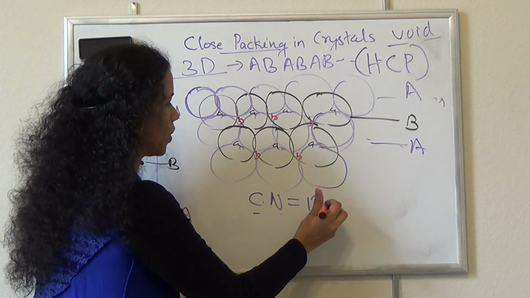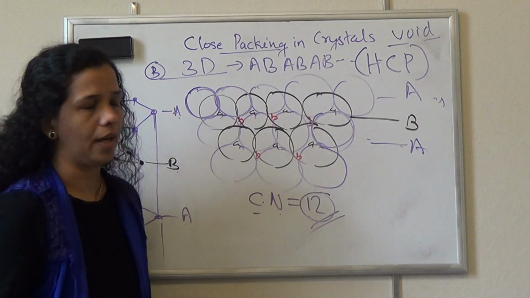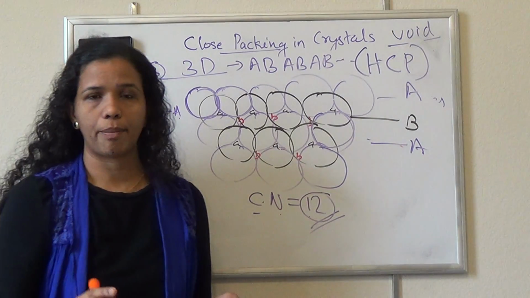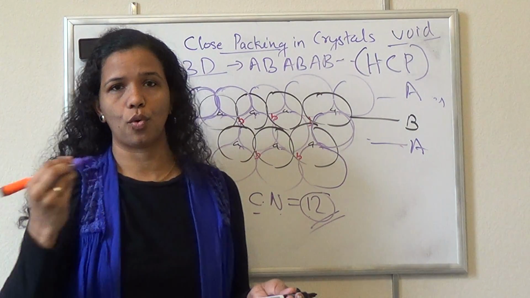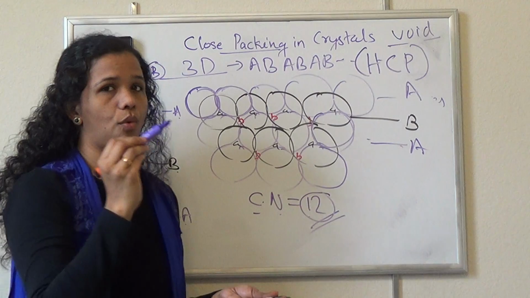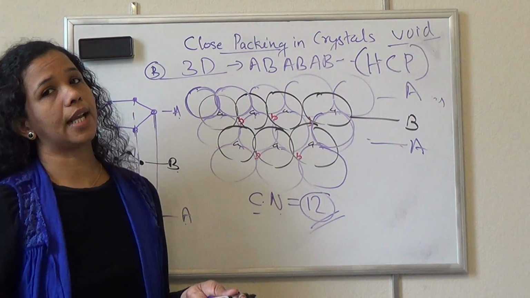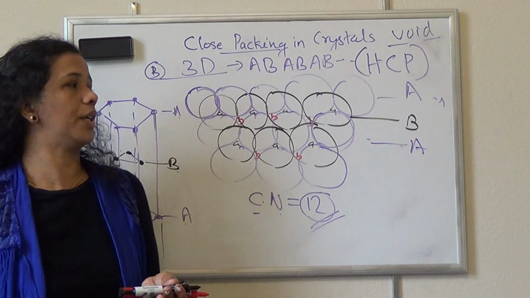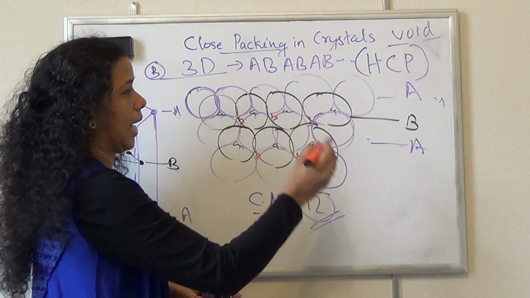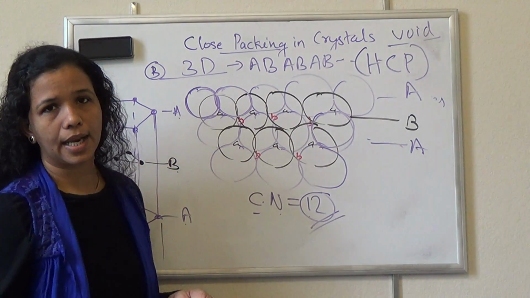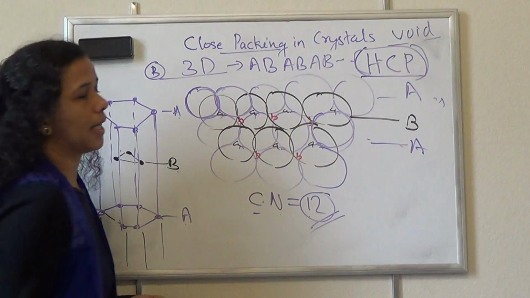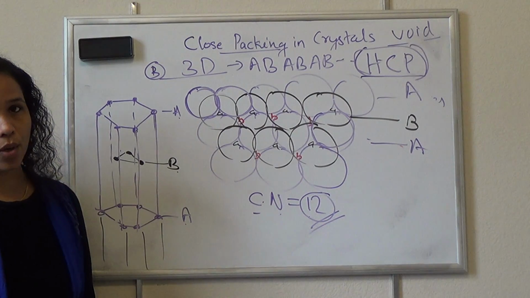This arrangement also has the same coordination number 12. In this arrangement, after arranging first layer, there are two top voids, void A and void B. Second layer is placed in void A and third layer is again parallel to the first layer. And so on, it is continuing like that. So we'll get AB arrangement. Here we'll get the shape of a hexagon, so it is called hexagonal close packing.